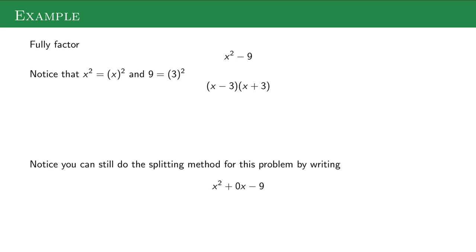All right, you could still do the splitting method with this, but there's no middle term. You have to think about it as 0x. So if you forget the difference of squares, you have to remember this other little trick of putting that 0x in there so you can do the splitting method still.